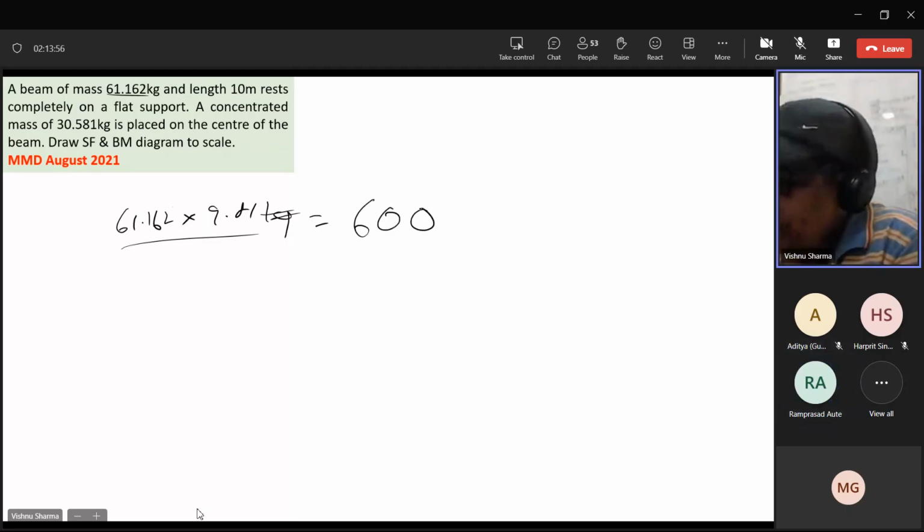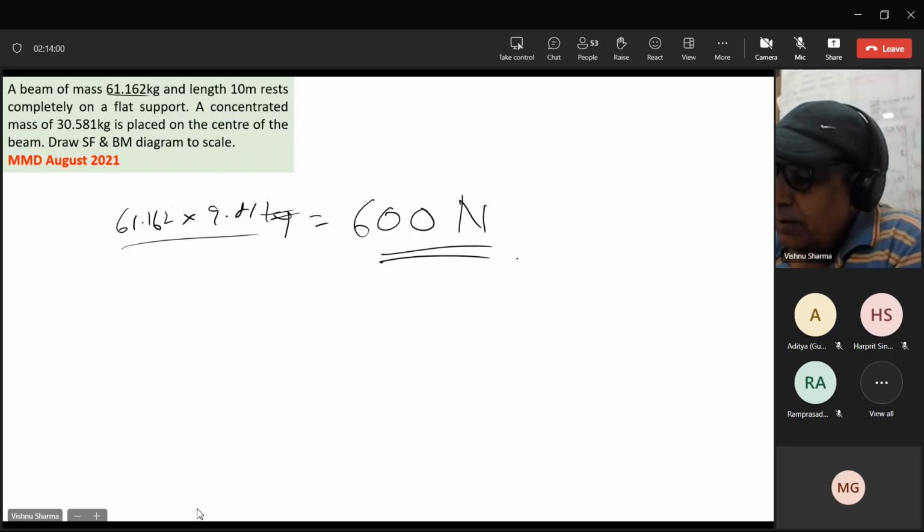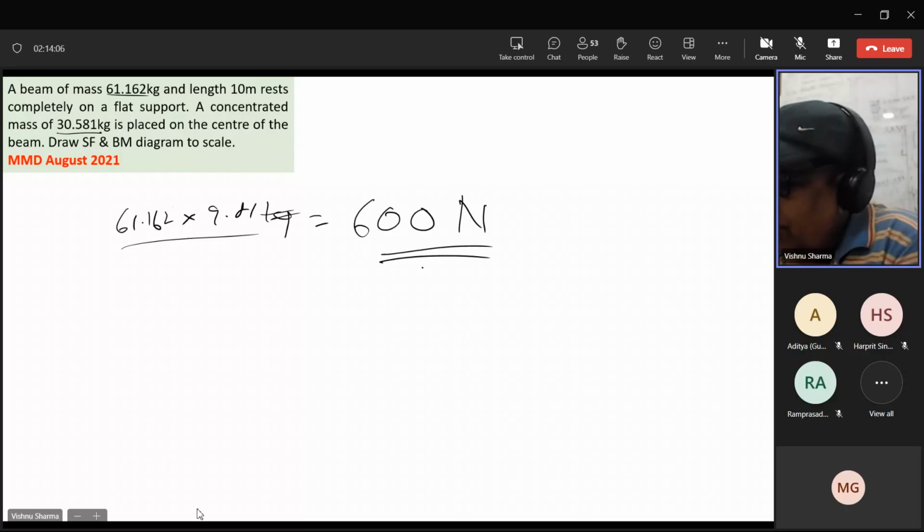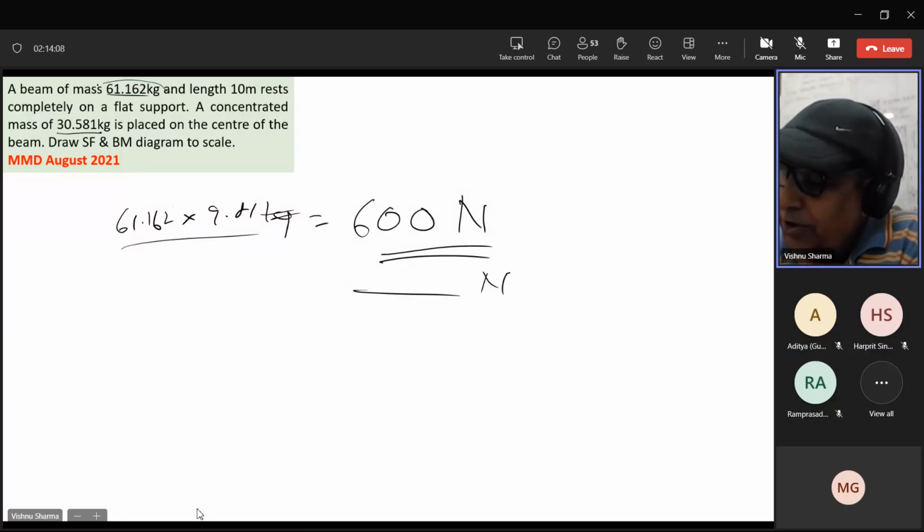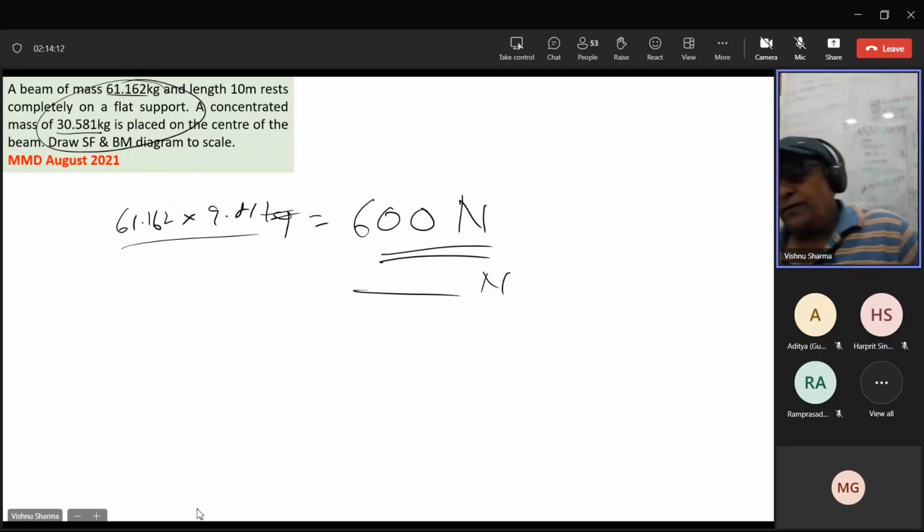604.492. So this you make 600 newtons, beta. Okay. That is what I was trying to say. Okay. 30.581 multiplied by 9.81, convert into Newton. A question like this, instead of dealing in kgs, you can convert to Newton. If it was in tons, you'll convert to kilonewtons. Understood?